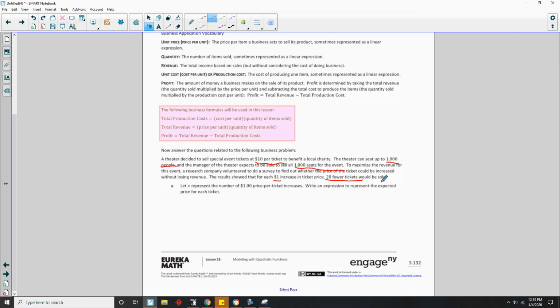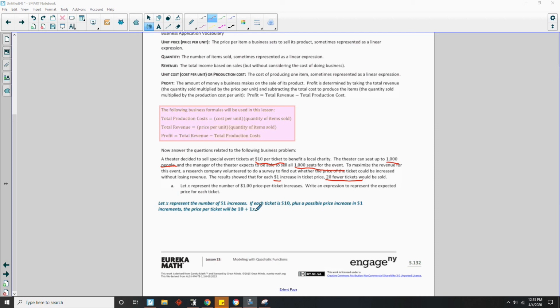And then it says write an expression to represent the expected price for each ticket. So you want to save this. Let X represent the number of $1 price per ticket increases. Okay, and then if each ticket is $10 plus a possible price increase in $1 increments, the price of the ticket will be 10 plus 1x.